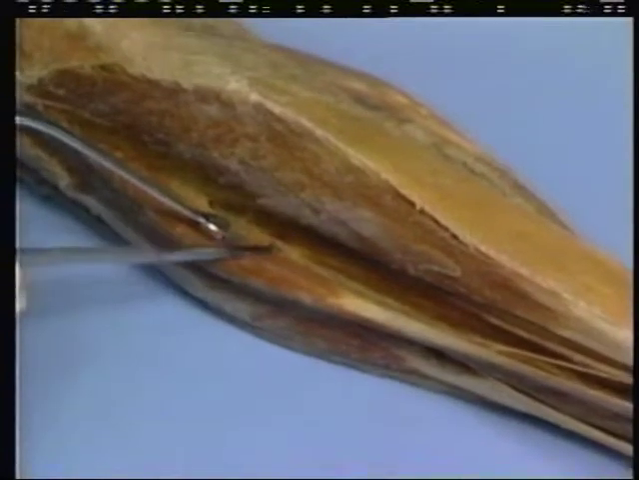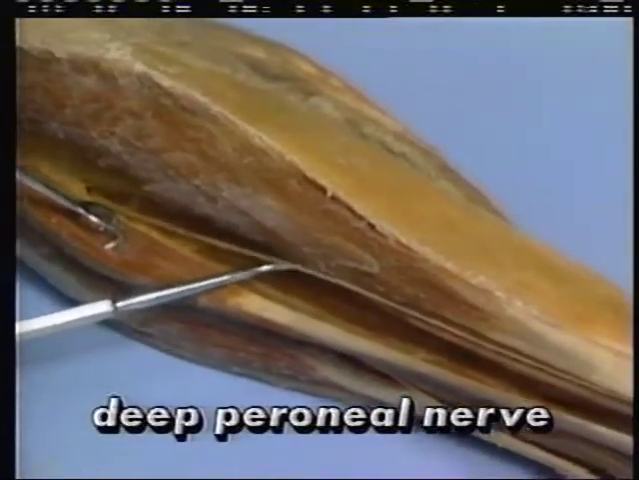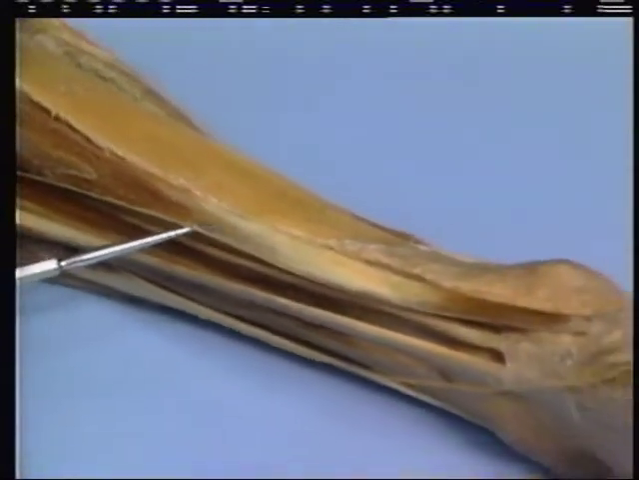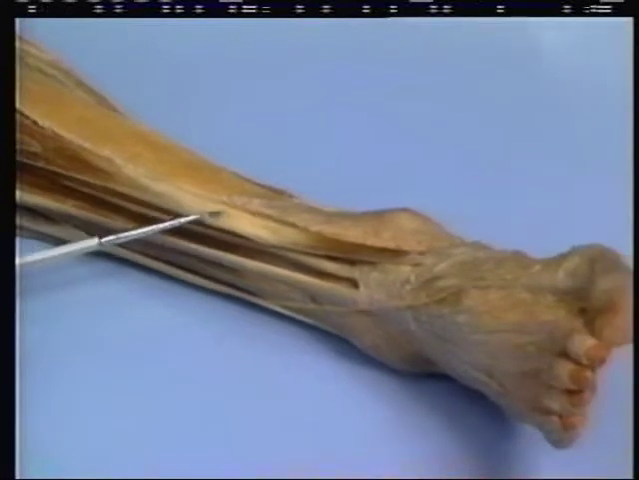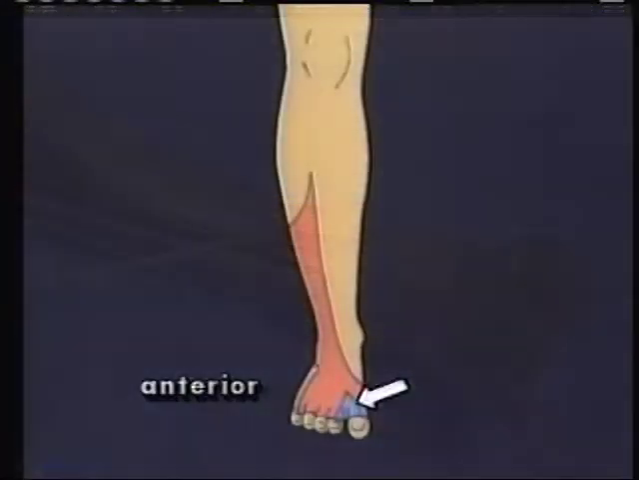The other branch of the common peroneal nerve, the deep peroneal nerve, courses within the anterior compartment of muscles of the leg. It innervates these muscles, which dorsiflex the foot at the ankle and extend the toes. A branch of the deep peroneal nerve provides cutaneous innervation between the great and second toes.